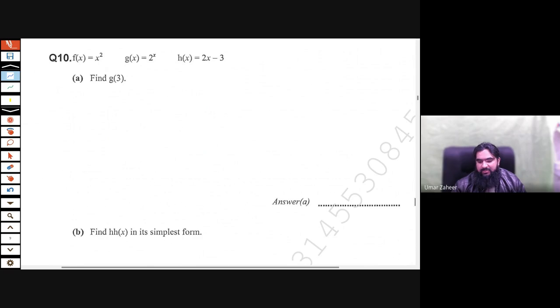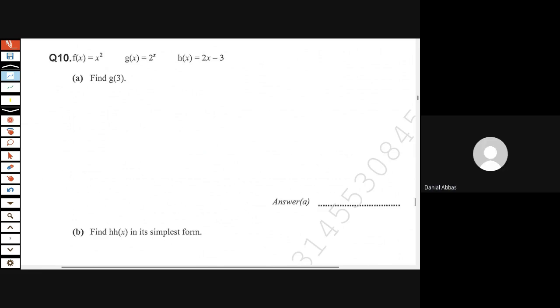Now we have the next one. We have f of x is equal to x squared, g of x is equal to 2 power x, and h of x is equal to 2x minus 3. We need to find g of 3. Yes, Daniel, how can we find it? Sir, we will take the function g of x, so 2 power 3, it will be 8.